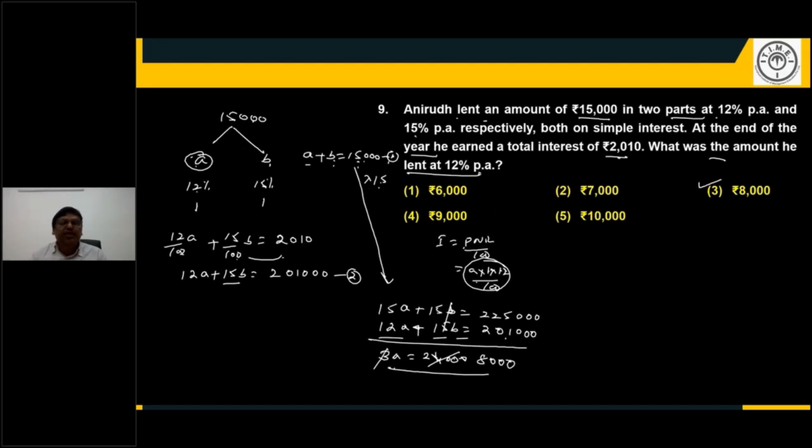So what I said, please, 15,000 you are dividing into two parts. Let us say A and B. A plus B is 15,000. The first part at 12% for 1 year, the second part at 15% for 1 year. Total interest is 2010, which means 12% of A plus 15% of B equals 2010. This is one equation. A plus B is 15,000, another equation. We'll get the answer. First you try, then I will push you a little bit with calculations, please.